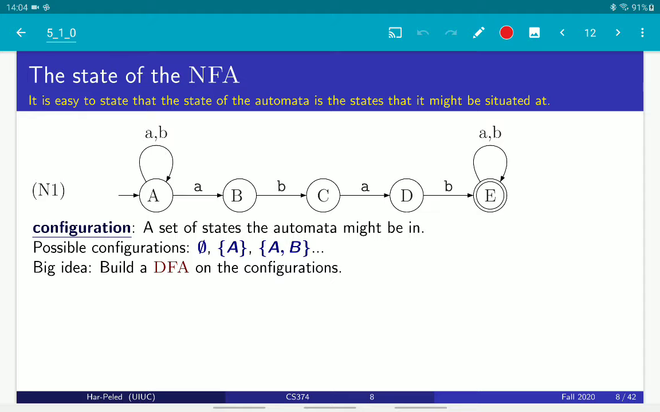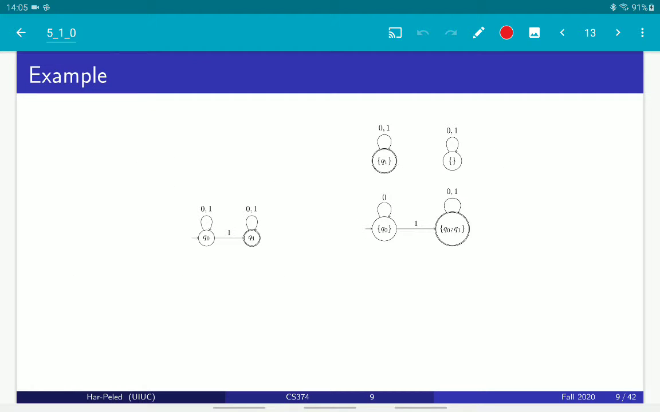And the idea now is that since all the information we need in simulating the NFA is the configurations, we just take the configurations, treat every configuration as a state, and build a DFA on these configurations, right? Essentially, draw a diagram showing how you move between configurations over inputs. And that's it. What you will get is a DFA that is equivalent to the original NFA.